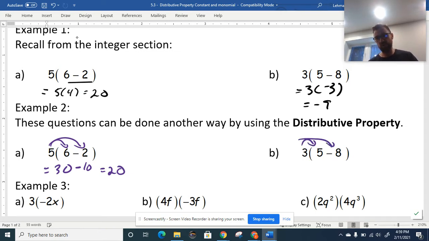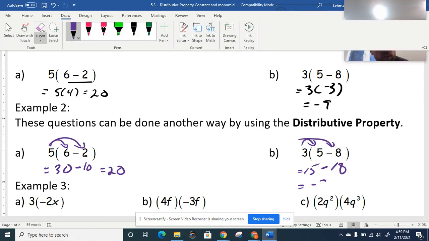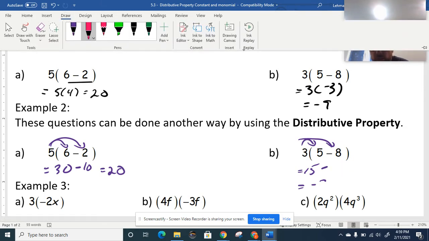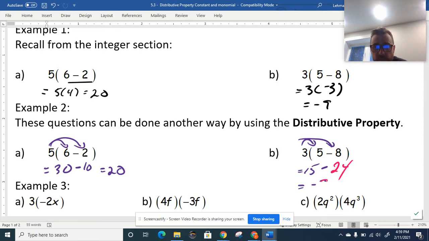This works here, and we have 15 minus 18 to give us negative 9. Sorry, what did I do wrong there? 3 times 5 is 15. Oh, sorry, 3 times 8 is not 18. It is 24. Let's fix that right now. 24, and we are at negative 9.